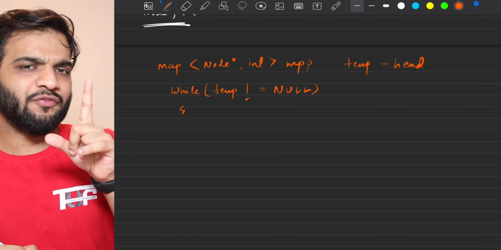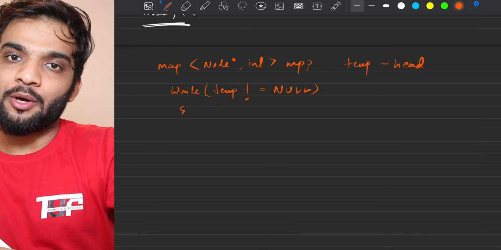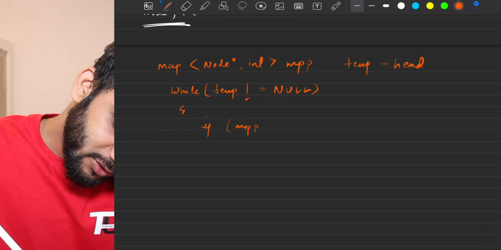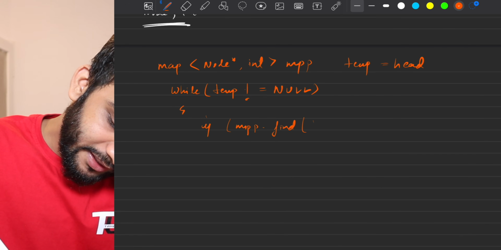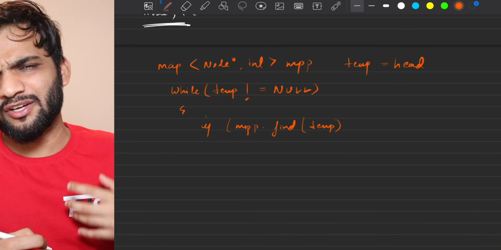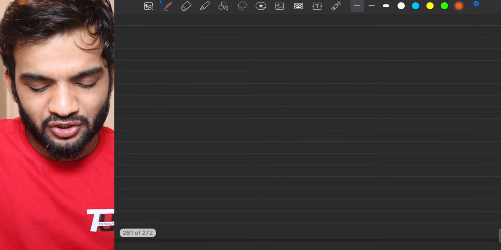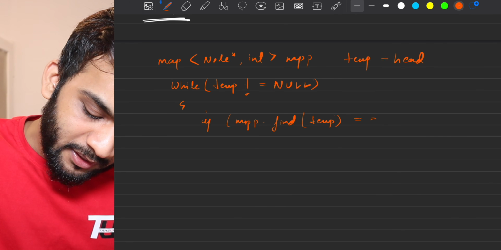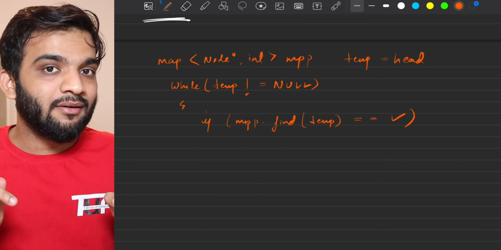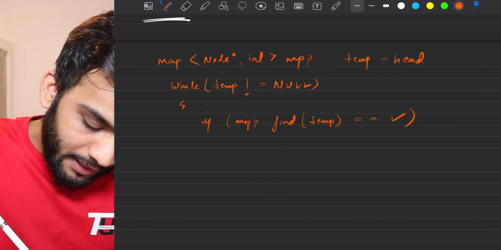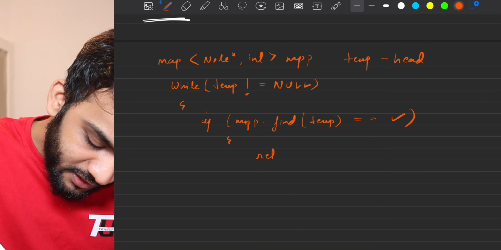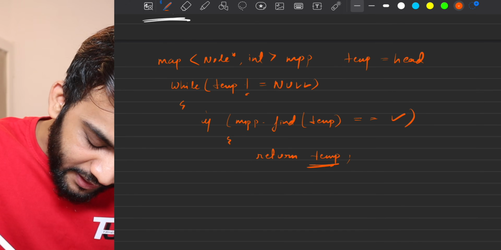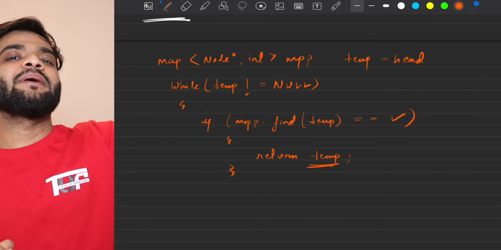And after that, what's the first thing? Before you put it into the map, you check, hey map, do you have this person? .find temp. Again, depending on your language, you can use your functionality of map. You'll check in the map, hey, are you there in the map? If he says yes, I'm there in the map already. That means this is my starting point.